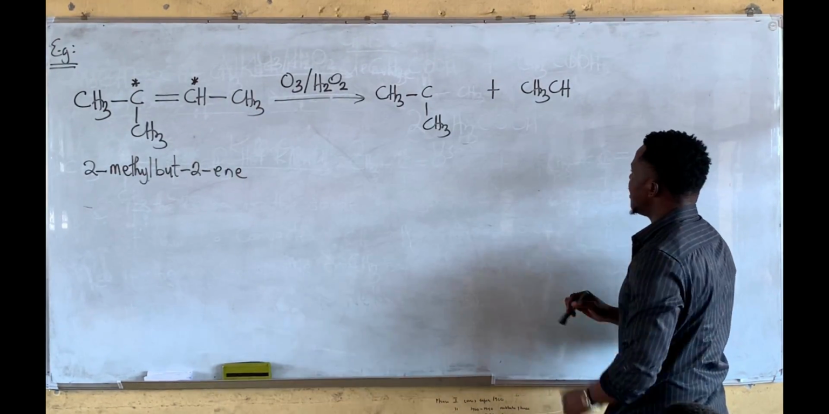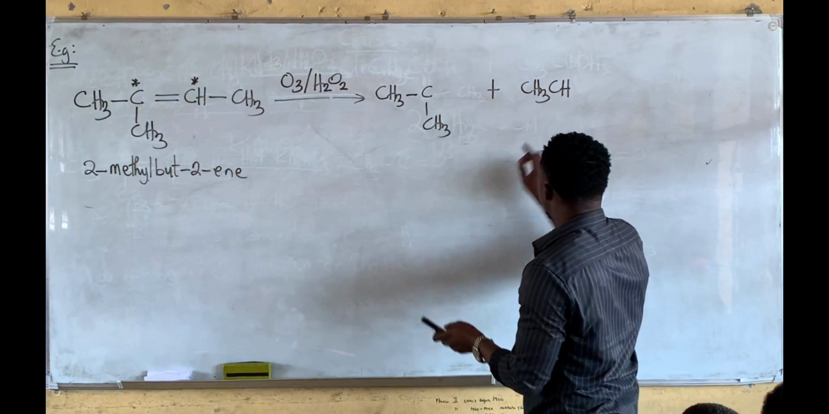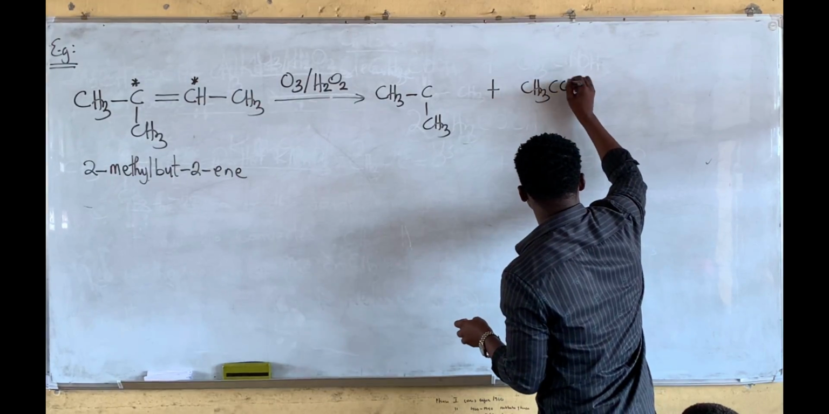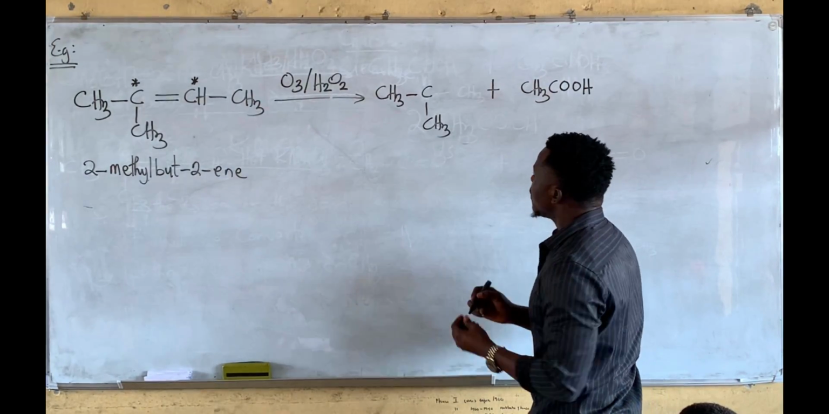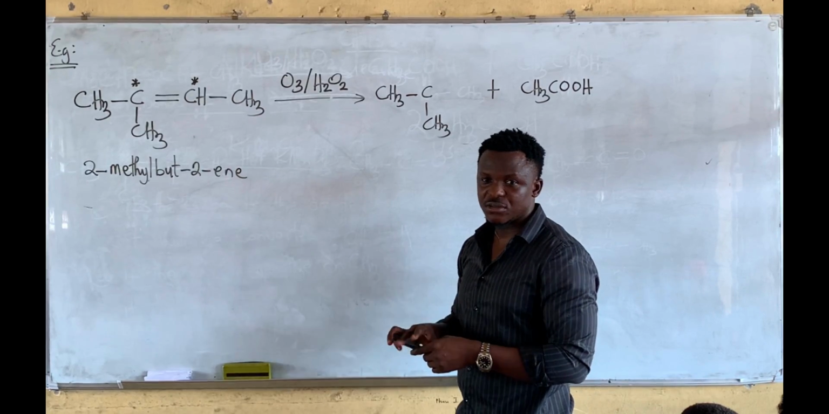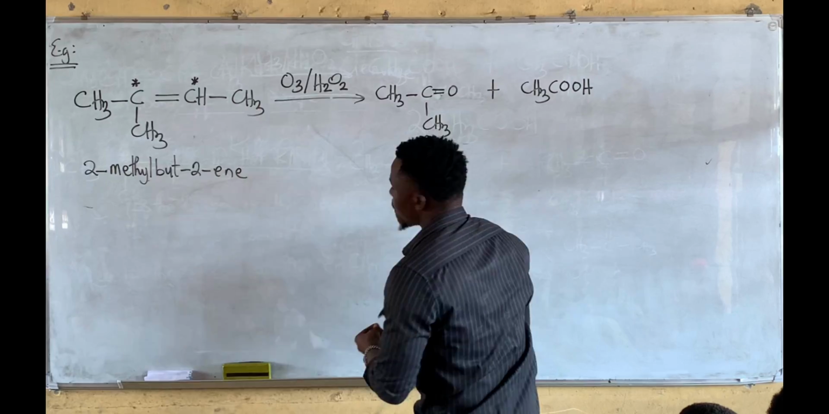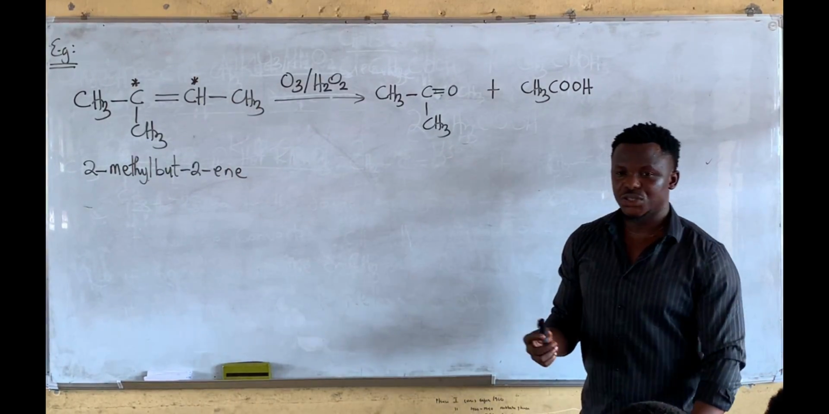The rule says if, after splitting this into two, there's any hydrogen here, it will convert to carboxylic acid. And what's carboxylic acid? If it has no hydrogen, it converts to what? So it becomes... I would have done it when it has two hydrogens, but that one.